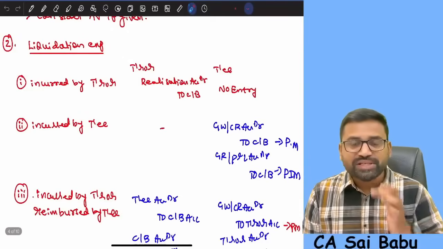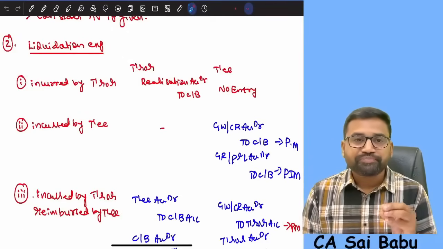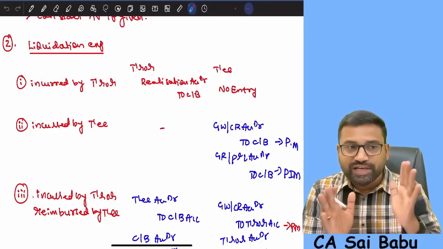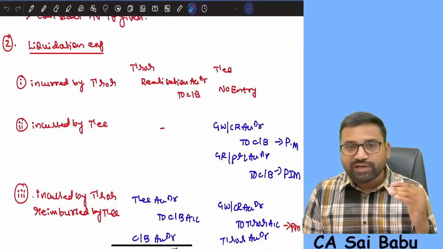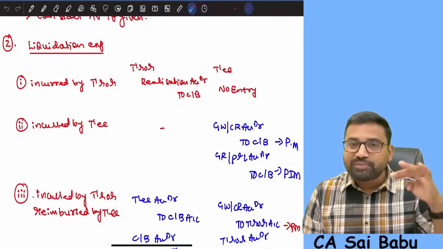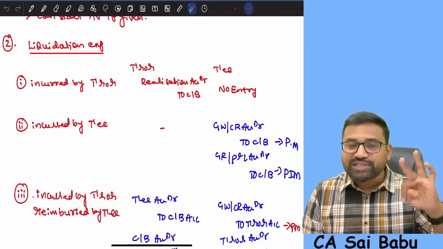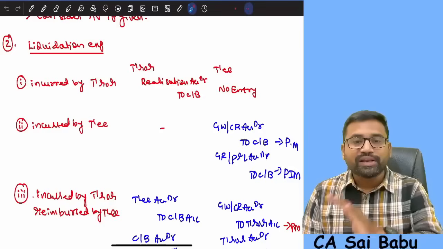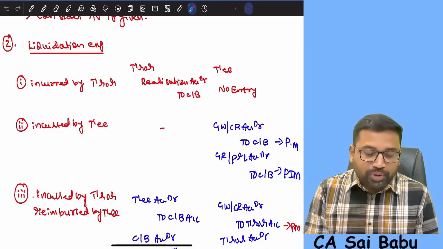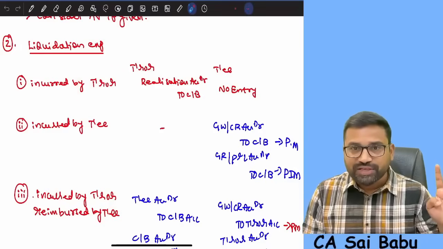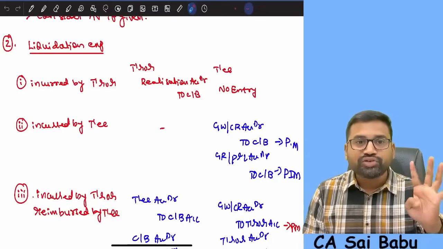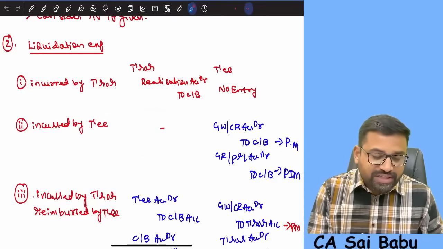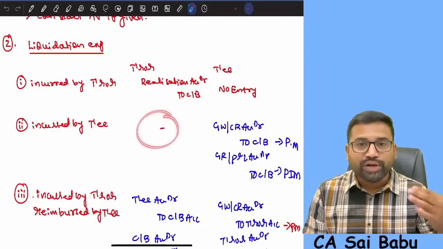Next, liquidation expenses is another important item, sir. Very simple only. As far as the liquidation expenses or realization expenses at the time of amalgamation, 3 cases will come. First, liquidation expenses incurred by transferor himself, second, liquidation expenses incurred by transferee. Third, sometimes liquidation expenses incurred by transferor but reimbursed by transferee company. Suppose liquidation expenses are incurred by transferor himself, realization to cash or bank. In the books of transferor, transferee books, no entry will be recorded. Suppose liquidation expenses are incurred by transferee, then in transferor books, no entry will be recorded.